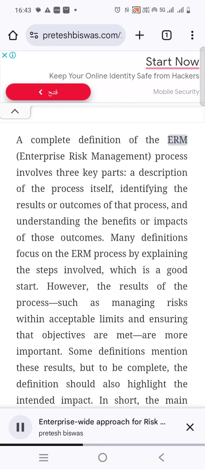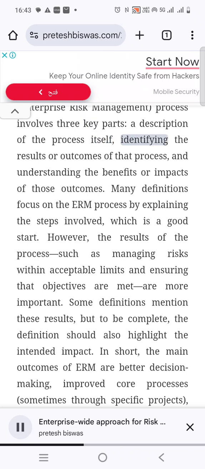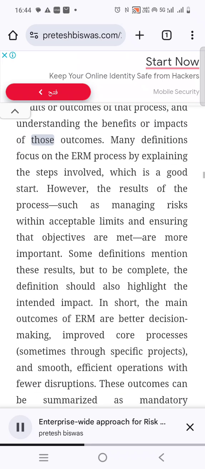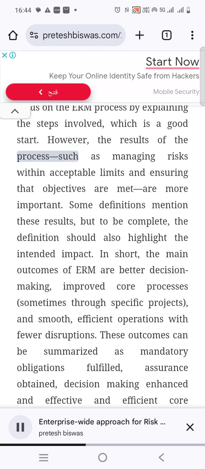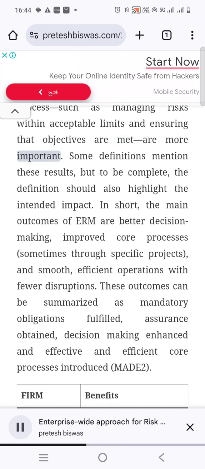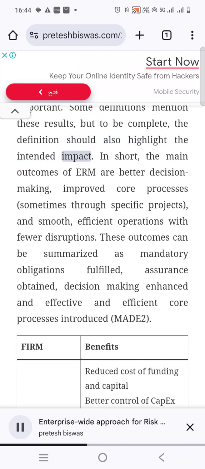A complete definition of the enterprise risk management process involves three key parts: a description of the process itself, identifying the results or outcomes of that process, and understanding the benefits or impacts of those outcomes. Many definitions focus on the process by explaining the steps involved, which is a good start. However, the results of the process, such as managing risks within acceptable limits and ensuring that objectives are met, are more important. Some definitions mention these results, but to be complete, the definition should also highlight the intended impact.